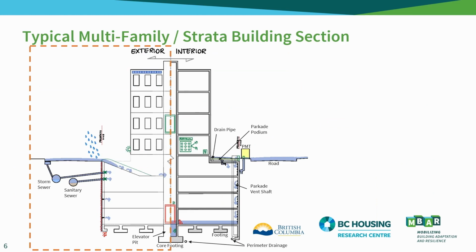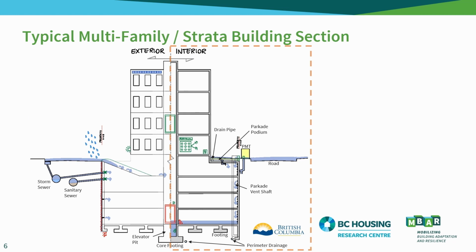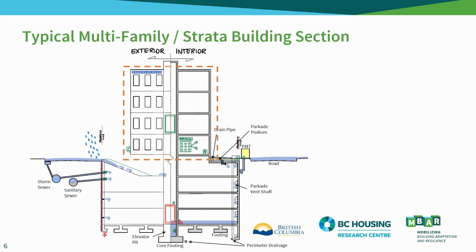This schematic section provides an overview of some common components of multifamily apartment buildings. The left side of the schematic shows the view of the outside of the building, while the right side of the schematic shows a view of the interior of the building. The features of this section include a below-grade parkade, the above-grade building, the parkade podium, which is the top of an underground parkade, utility connections, and an elevator and core foundation. Note that your building may have a different number of levels above and below grade than shown, but still likely includes many of these features.